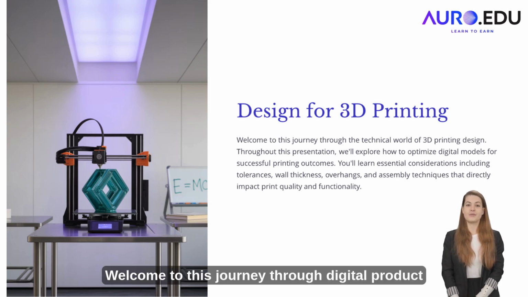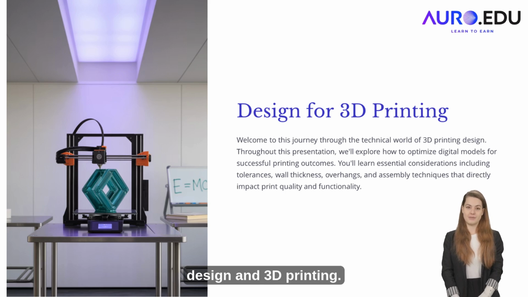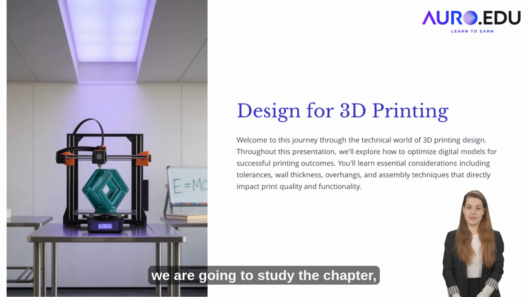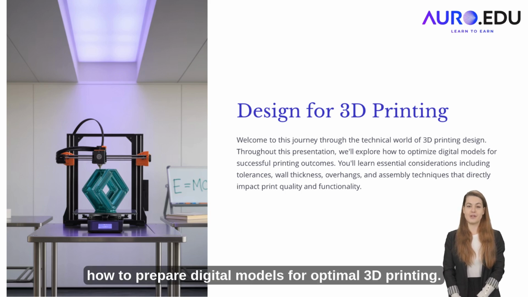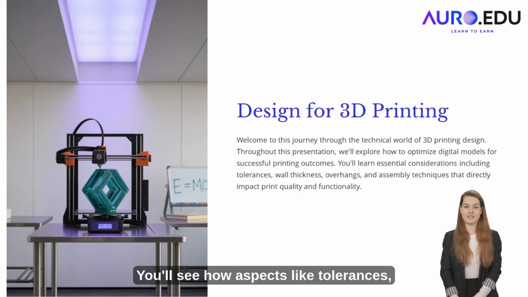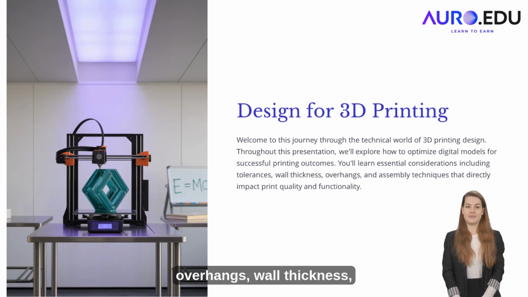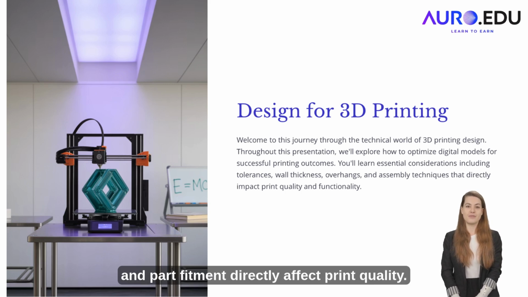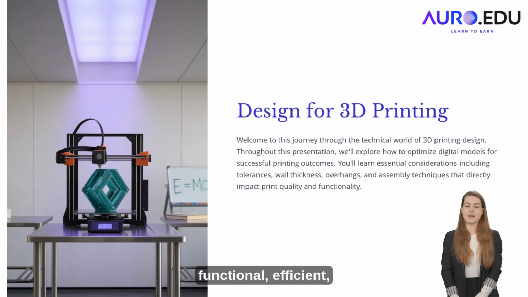Welcome to this journey through digital product design and 3D printing. Today, we are going to study the chapter, which is Design for 3D Printing. In this chapter, we'll learn how to prepare digital models for optimal 3D printing. You'll see how aspects like tolerances, overhangs, wall thickness, and part fitment directly affect print quality. These are essential considerations for making functional, efficient, and reliable parts.